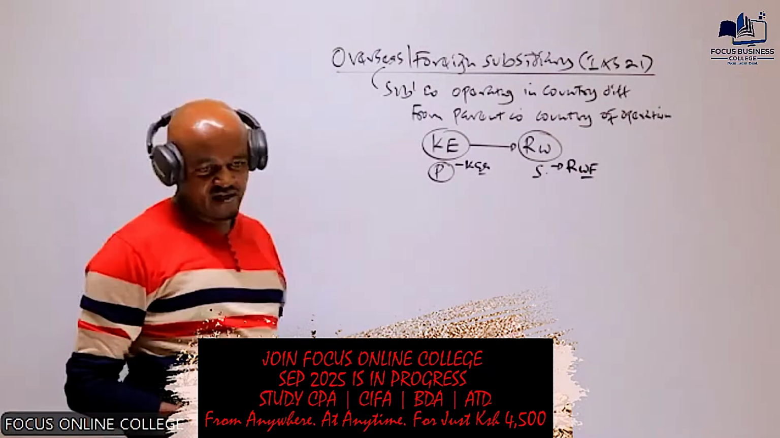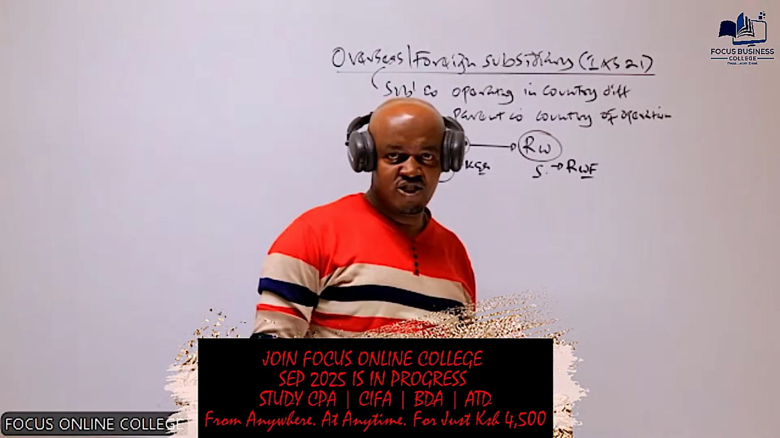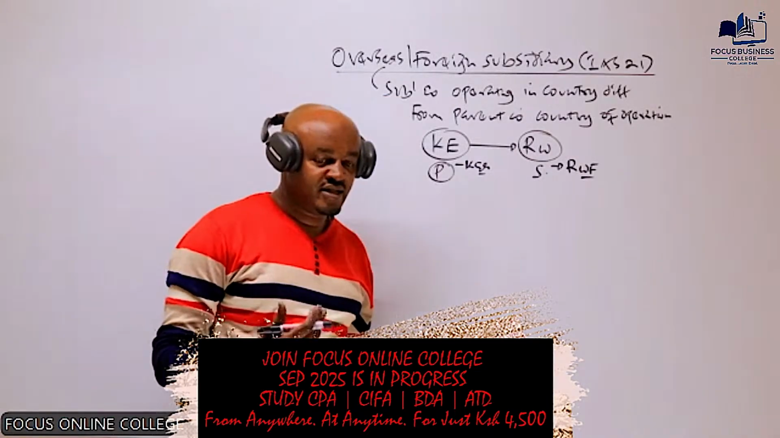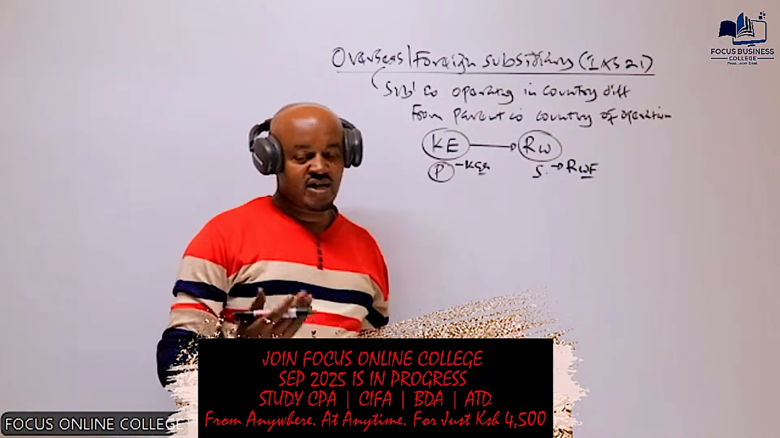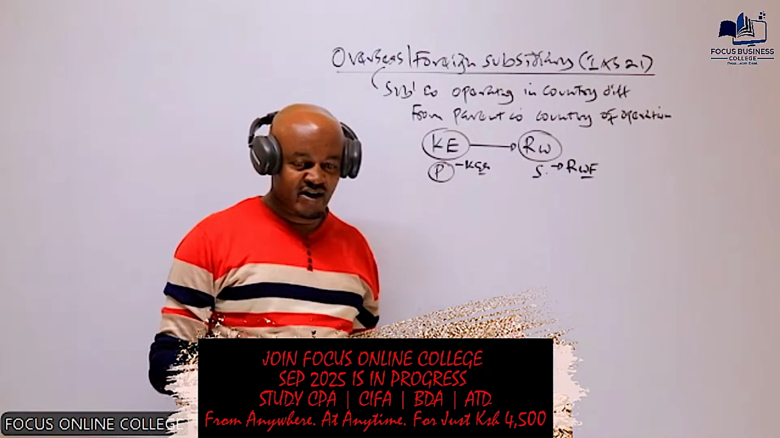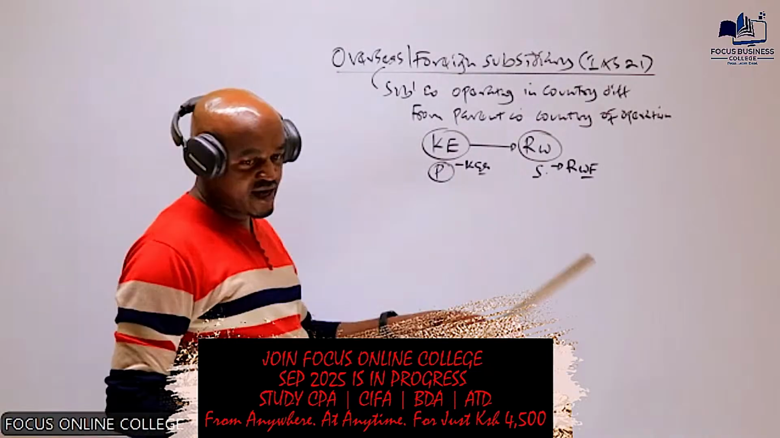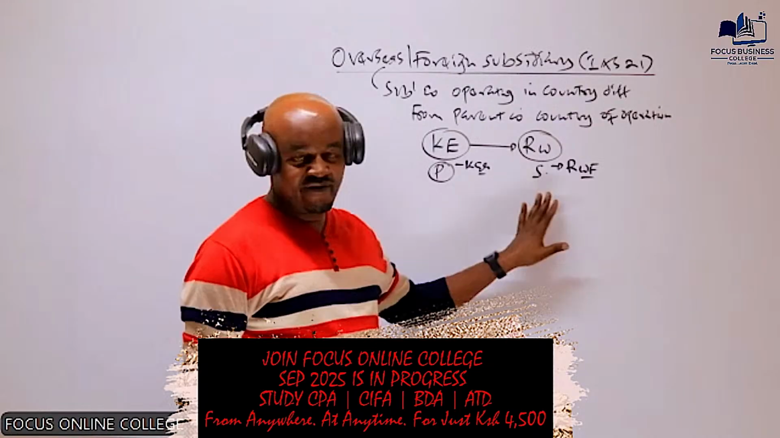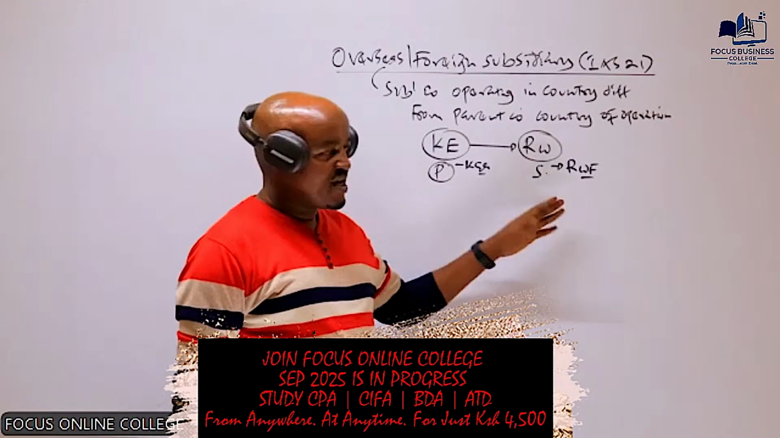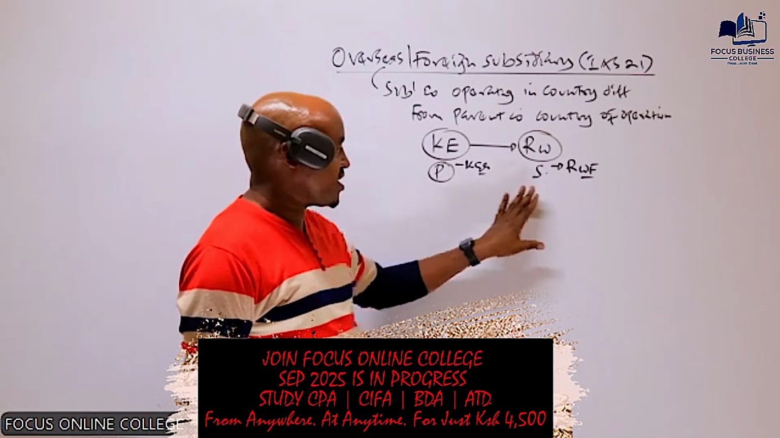Just like if you go to Tanzania, their currency is Tanzania shillings. If you go to Uganda, their currency is Ugandan shillings. If you go to Rwanda, they use a currency known as the Rwandan franc. So you can see that these two companies prepare their financial statements using a different currency. The parent company prepares financial statements using the Kenyan shilling, and this one using the Rwandan franc.